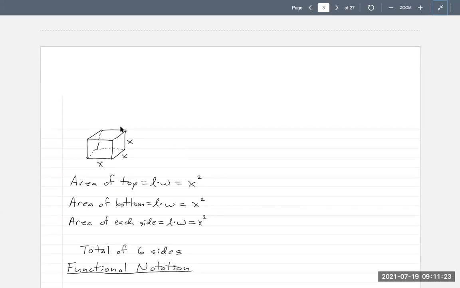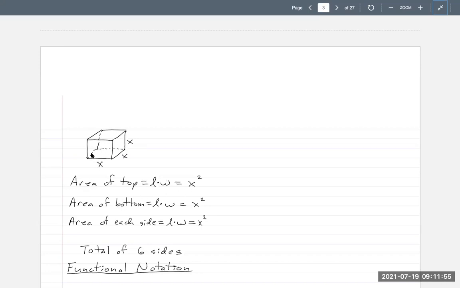So let's first look at the area of the top. Well, if I look at the top here, this is just a rectangle. As a matter of fact, it's a square. And so the area of the top is, well, the area of a rectangle is length times width. So in this case, it's this length X here, and this length X here. So X times X is X squared. So the area of the top is X squared.